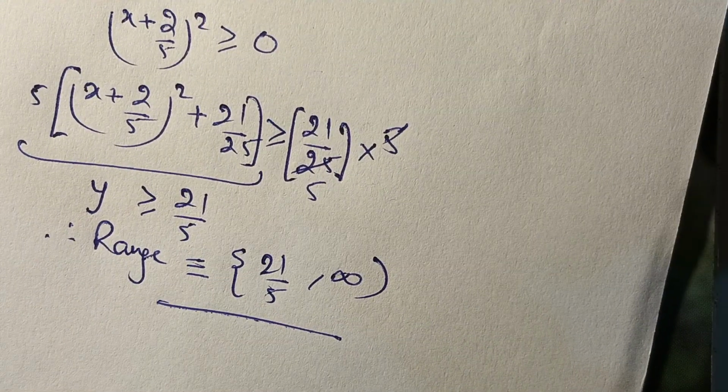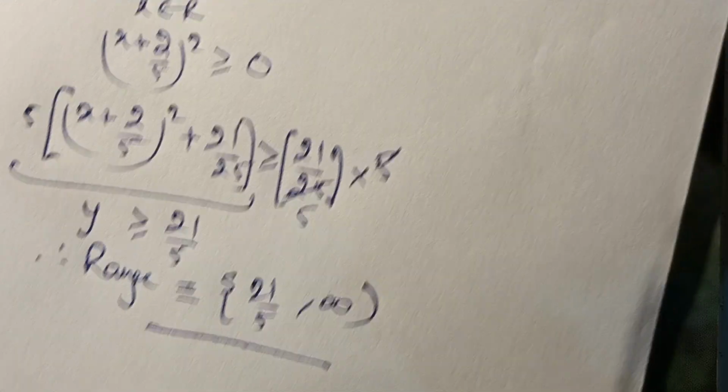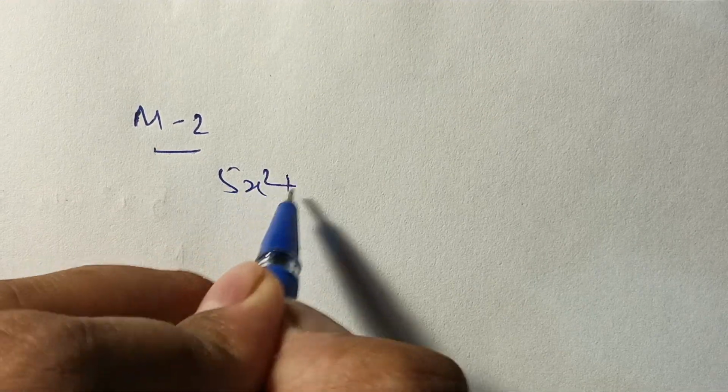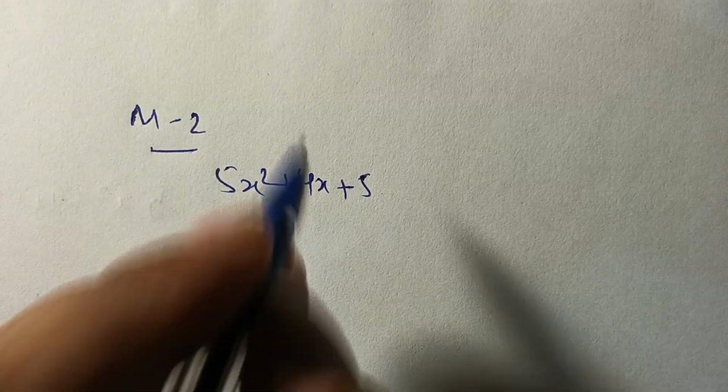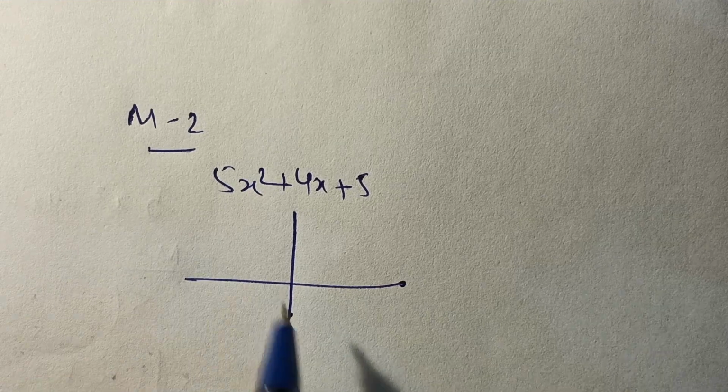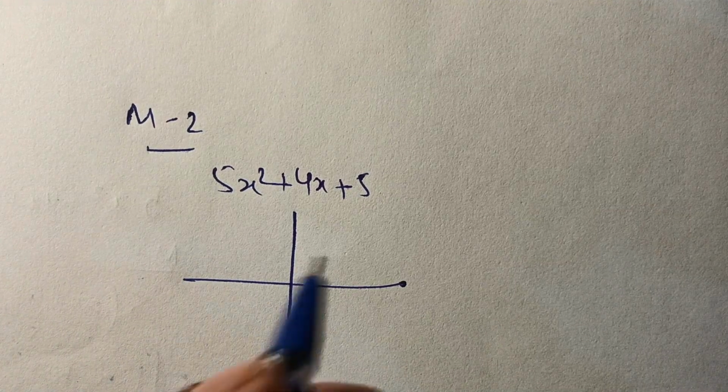So this is the first method, and then the second method. In method 2, you need to know some things about the graph of a quadratic expression, how to draw it. In later videos I'll tell you how to draw the graph. So this is our expression, and I will draw the graph here, and I will make a separate video on how to make a quadratic graph.